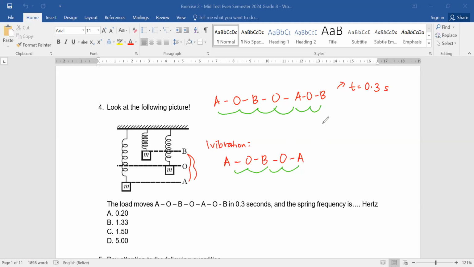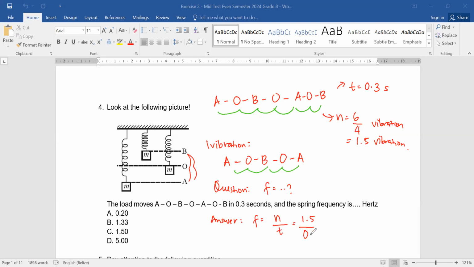So if we compare here, the number of vibration is actually 6 over 4 vibration, or in other words, it's the same as 1.5 vibration. Now the question is asking what the frequency is, right? To answer it, frequency equals the number of vibration over time. The number of vibration is 1.5, and the time is 0.3 seconds.